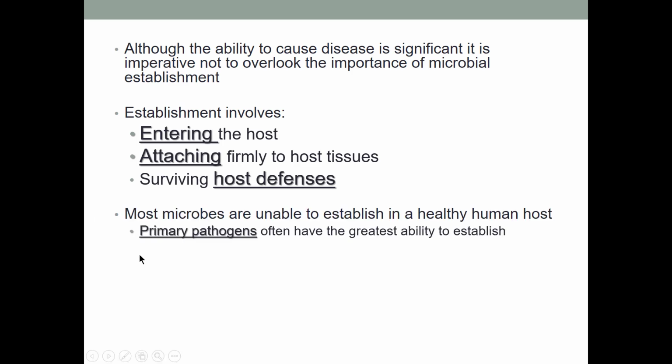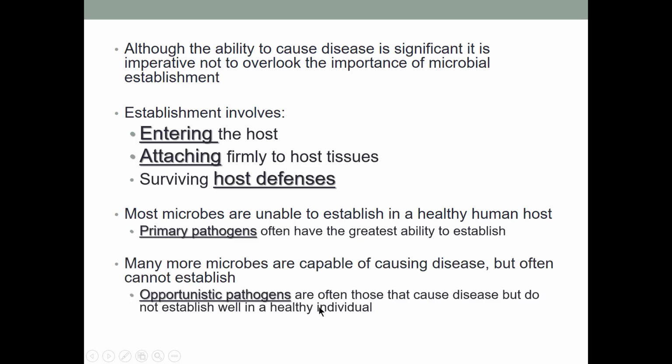So ultimately, primary pathogens have the greatest ability to establish, and that's a key aspect worth understanding. The main difference between an opportunist and a primary pathogen is that primary pathogens have the greatest ability to establish. Opportunistic pathogens are those that can cause disease, which is the second part of virulency, but don't establish very well. And when we look at establishing, opportunists usually have a hard time surviving the host defenses. That's usually what it comes down to.